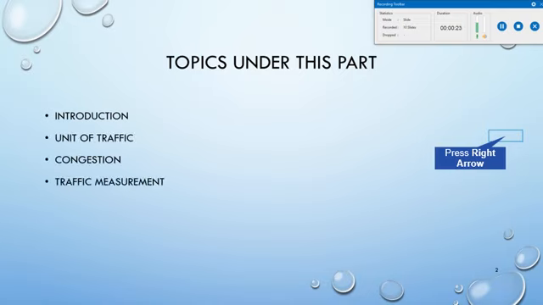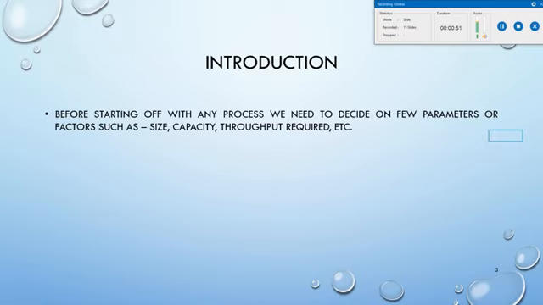So in the introduction part, before we start off with any process or any industry, we have to decide on a few of the parameters, such as what is the size, what is the capacity, what is the throughput required, how many workers may be required, etc. These have to be thought of before starting off with the process.